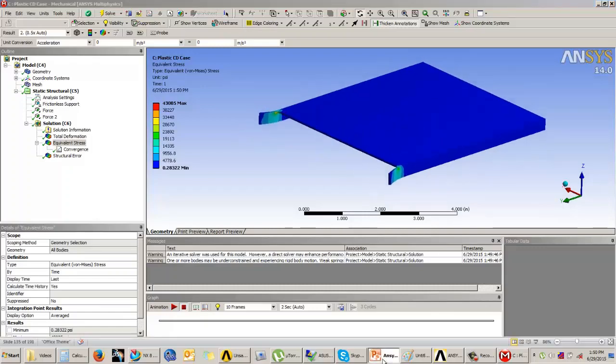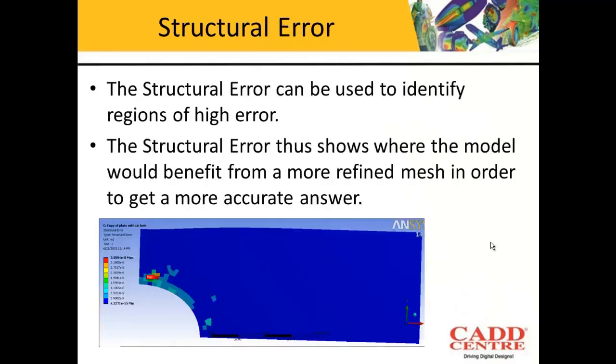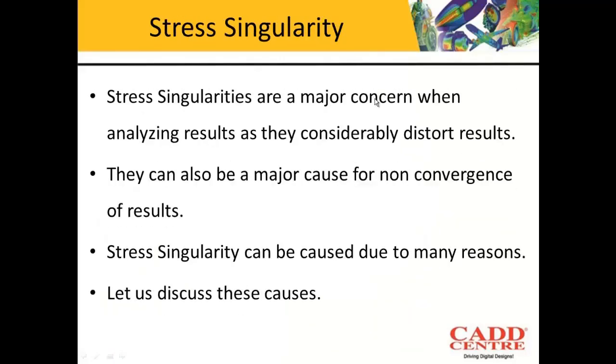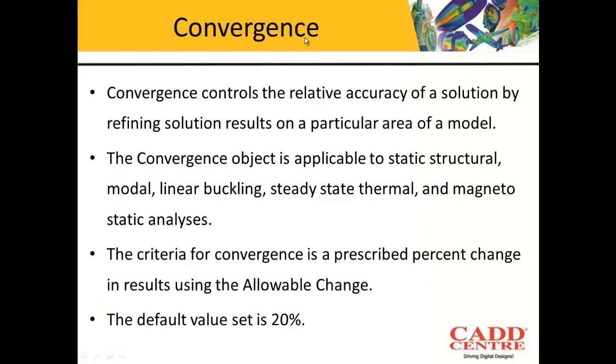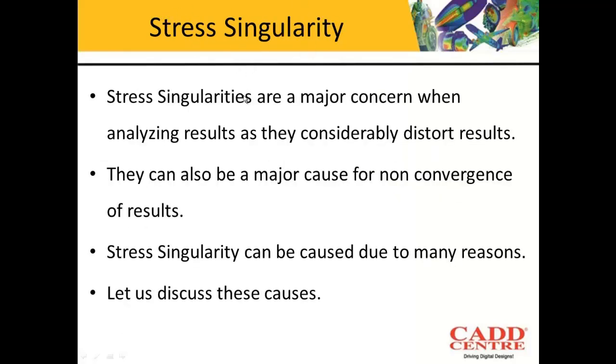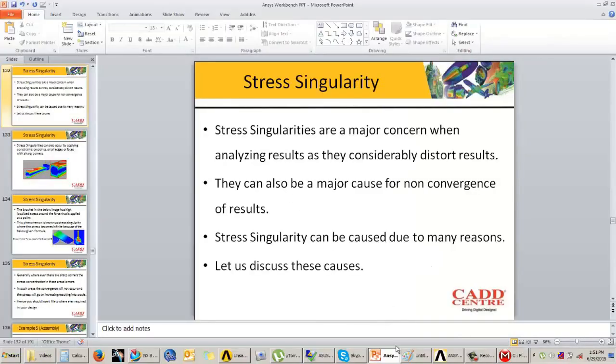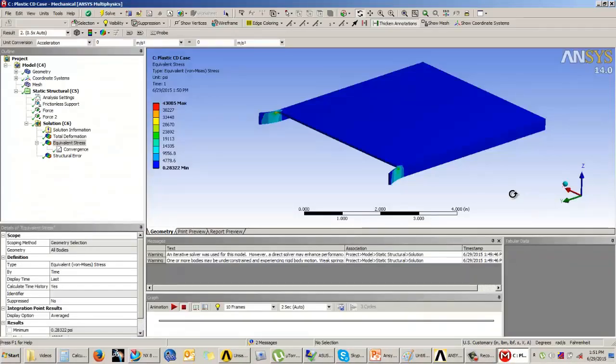So from this example you have understood a few more concepts in static structural. That is, we understood what is the structural error. After that, we understood what is the meaning of convergence and how we can use convergence. And after that, we have also understood what is stress singularity. Okay, so this is a very good example from which we have understood 3 more concepts and also how to perform the analysis. Okay.